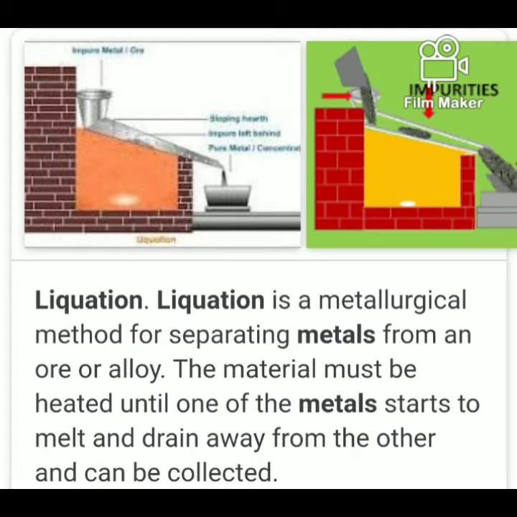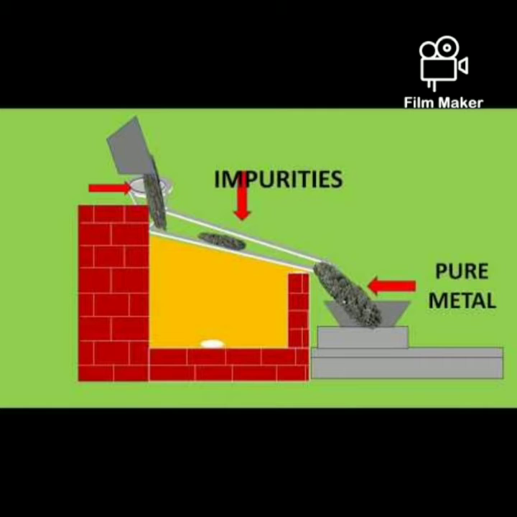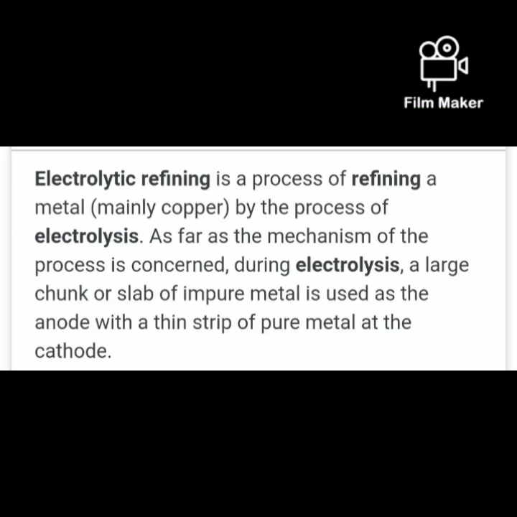Liquation is a method for separating metals from their ore. In this method we heat the metal, and the metal having a low melting point starts to melt and drain away from the other material and can be collected. The impurities that have a high melting point remain on the slope, but the pure metal is collected. The third method is electrolytic refining.